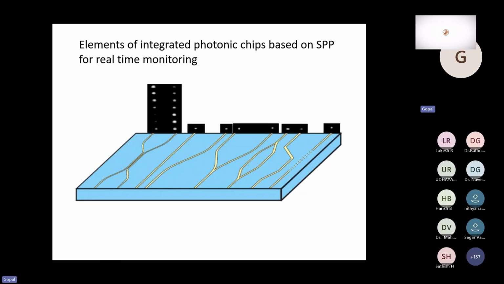So again, this is a nanostructure. It's again on optical techniques, integrated optics. Okay, elements of integrated photonic chips based on surface plasmon resonance for real-time monitoring. This again, the one which you are looking at. These are the chips. Some of these chips are reusable. Some of the chips are use and throw.